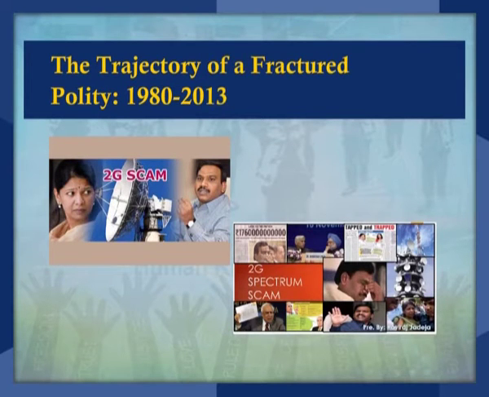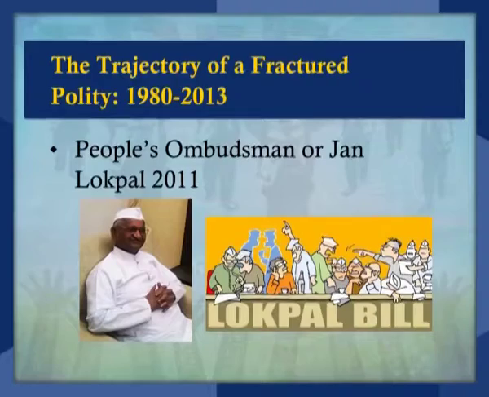The Supreme Court played an important role in exposing the 2G scam and in bringing the culprits to book, but it became abundantly clear that an effective ombudsman was needed to stem the rot of corruption on a long-term basis. In 2011, the senior social activist Anna Hazare launched a campaign demanding a law to create a People's Ombudsman or Jana Lokpal, which soon snowballed into a popular upsurge.